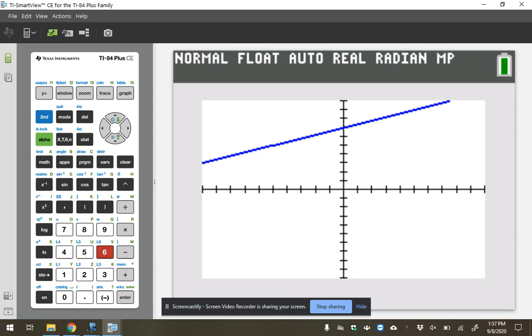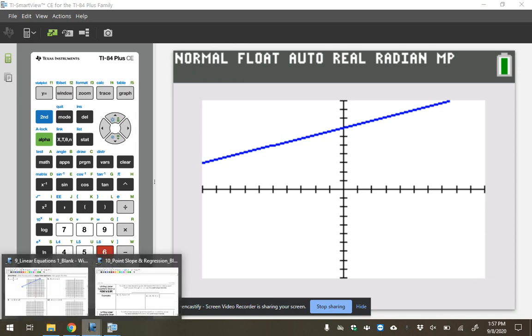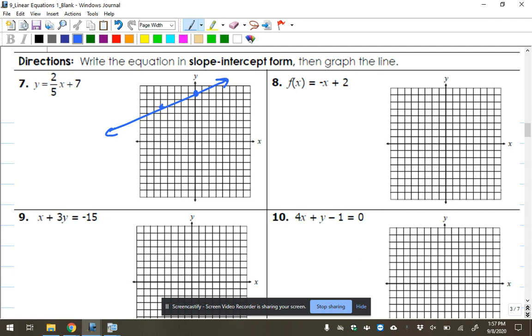All right, so we all have graphed a line with our calculator. That's wonderful. Let's graph that line for number 8. What changed? What's changed about number 8 compared to number 7? It says f of x instead of y. That's the same thing, right? Remember, they mean the same thing.